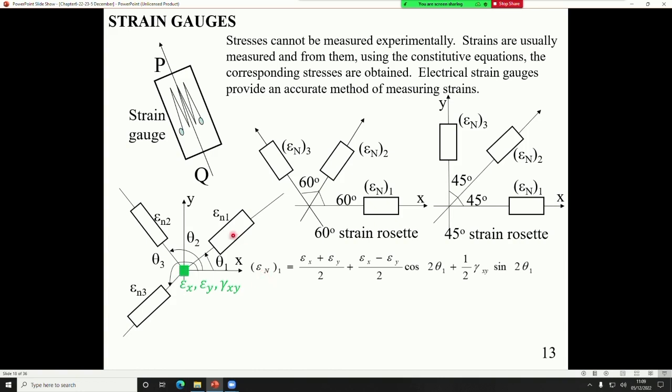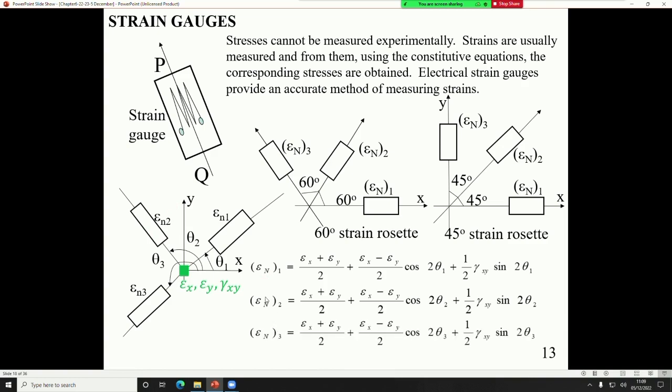I have a similar measurement for the second one, so I have a relation between epsilon N2 and these three. Again, this is the angle this gauge makes with the x-axis in the anticlockwise direction, and the same for the third one. So here I've got three unknowns and three simultaneous linear equations. By solving these three, I can find the three unknown values of epsilon x, epsilon y, and gamma xy. So epsilon n1, en1, en2, en3 are the measurements coming from the data logger, the DAQ system, the computer, and these are your calculations.